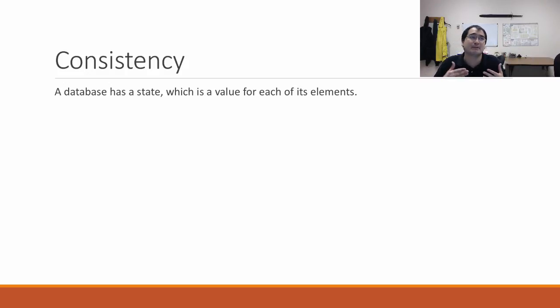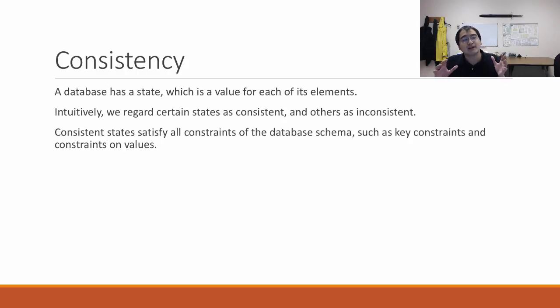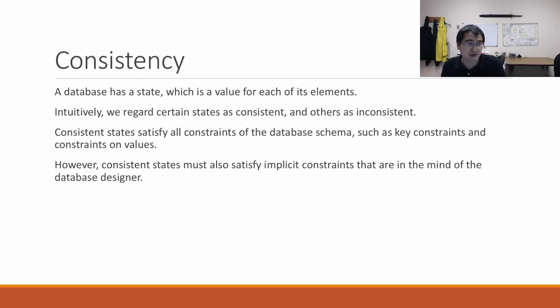And I say elements to be a bit more general because different databases, especially databases we'll cover at the very end of the class, can have a very different structure than this table row layout. Okay, and so intuitively, we regard certain database states as consistent and others as inconsistent. Now, what do we mean by that? Consistent states satisfy all the constraints of the database schema. Like, in order for a database to be consistent, if you specify that this is a primary key, it has to be unique and it has to be not null. That's kind of taken as a given. The database itself will enforce those rules usually.